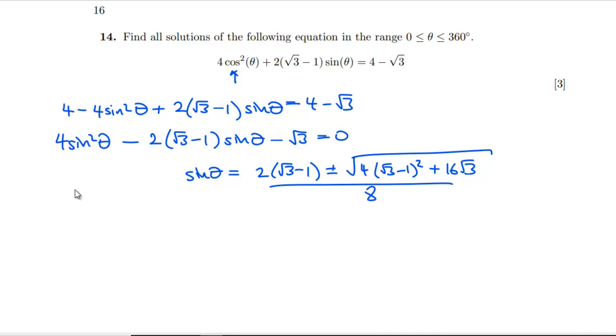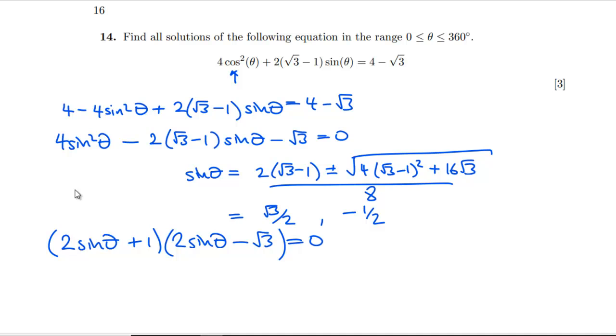And it comes out, okay, so it would have factorized then, because we've got root 3 over 2, or we've got minus a half. So this is factorizing. We'd have 2 sine theta plus 1 and 2 sine theta minus root 3. Maybe you spotted that. I didn't spot the factorizing at that point, but there you go. Doesn't really matter, we got the calculators. That's quite a factorization to spot, but I suppose some people will.